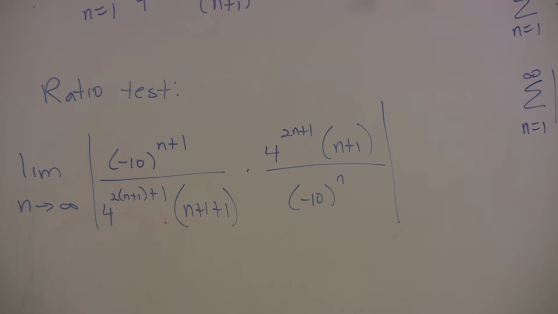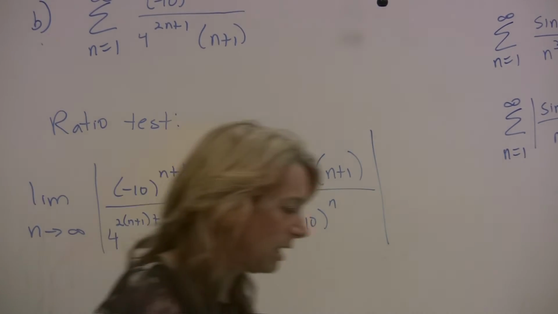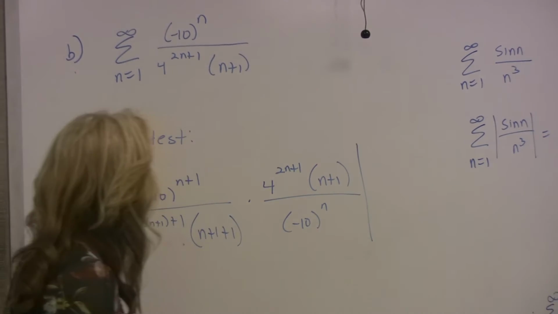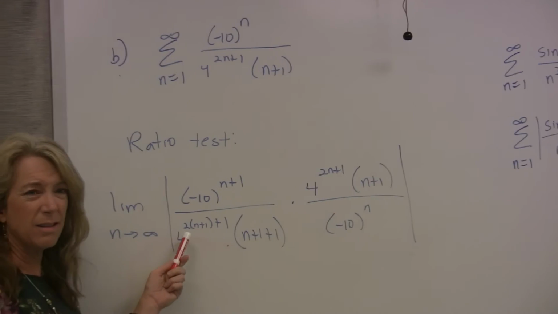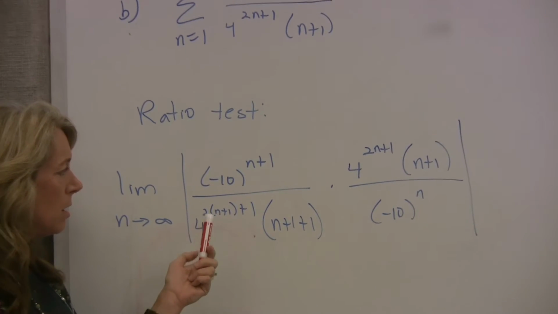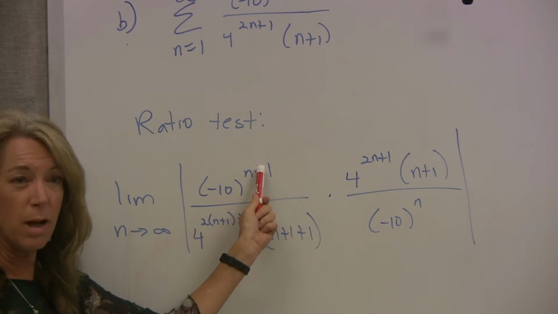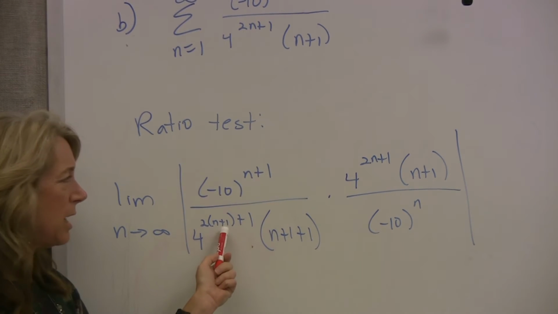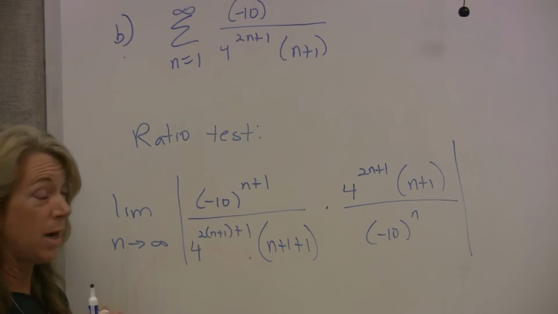Some stuff cancels. Yeah, some of it we can see right off the bat that cancels. What is the easiest thing to notice? The 4 to the 2n plus 1, I don't know if I can see how many of those cancel until I simplify this exponent. The negative 10s I can see because they just have an n and n plus 1. I can see there's one more negative 10 up here. But these, I think I need to simplify first to know how many extras I have.